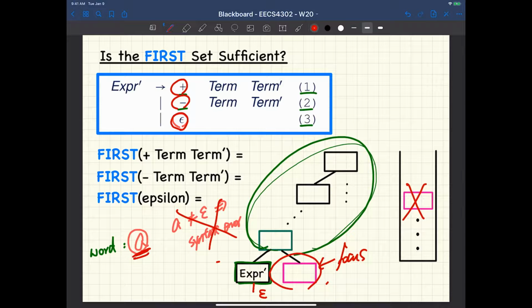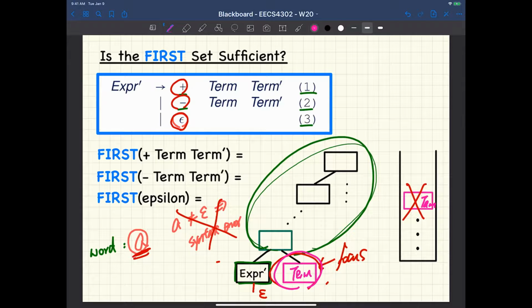Any question, first of all? So the pink one over here could be, for example, just term. In that case, after handling the epsilon transition, you have to grow this particular term structure. Any question, first of all?